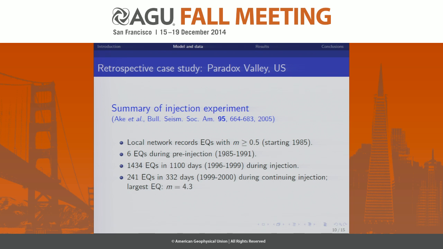And in the first part of the co-injection period, we have about 1,400 earthquakes in 1,100 days. And in the second part of this co-injection period, we have about 240 earthquakes in 332 days. And in this second part, we observe a relatively large earthquake with magnitude 4.3. So we are doing here a retrospective analysis, and for this aim, we define this last part of the co-injection period as the "future period" in quotation marks. So we use the first 2 time intervals as a training period for the model, and then we look into the future and see whether our statistical model is somehow consistent with this observation of a magnitude 4.3 earthquake.